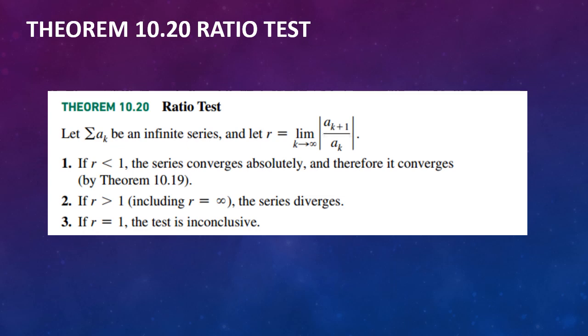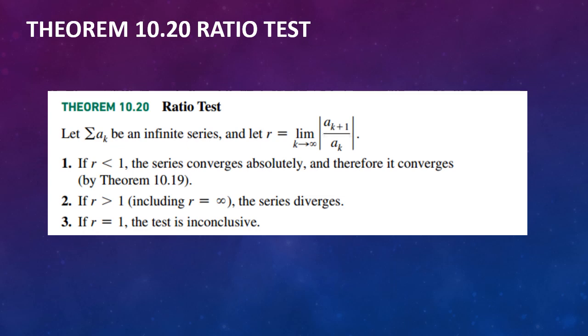So let's look at Theorem 10.20, the ratio test. This significantly enlarges the set of infinite series that we can analyze. It can be applied to any series, though its success depends on evaluating the limit of the ratio of successive terms in a series. The conclusions reached by the ratio test rely on the idea of absolute convergence and Theorem 10.19 from Section 10.6. We assume that a sub k does not equal 0 for all k, so that the ratio a sub k plus 1 over a sub k is defined.